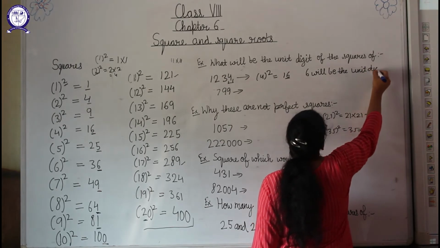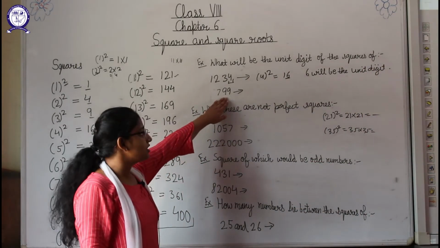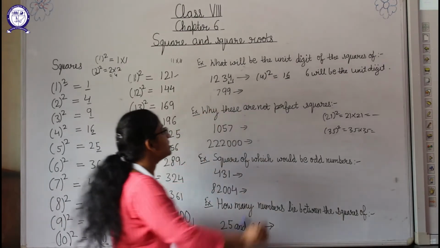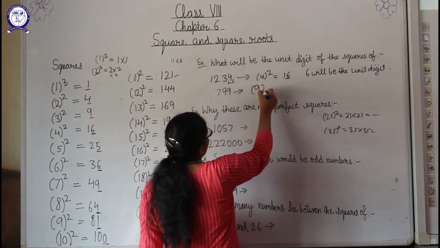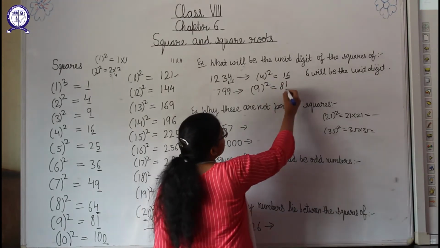Okay, similarly, you can tell about 799. What is the unit digit here? 9 is the unit digit. So we will do the square of 9. We are getting 81. So what is the unit digit here? 1 is the unit digit.